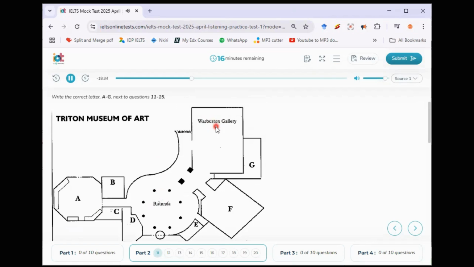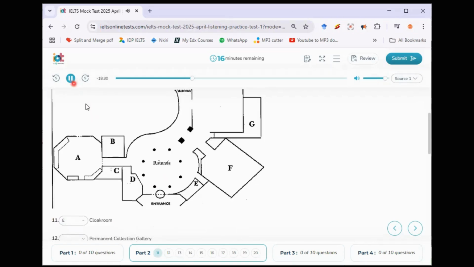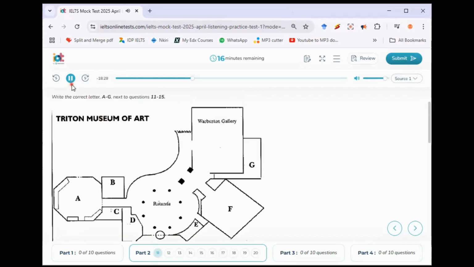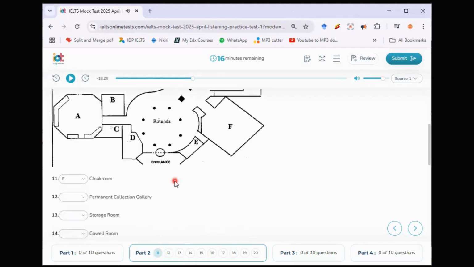We'll be starting our tour actually in the permanent collection gallery. It's the nearest of the two galleries to the entrance.